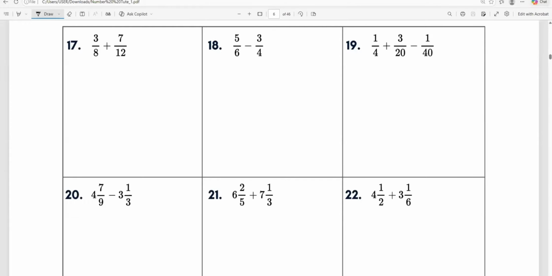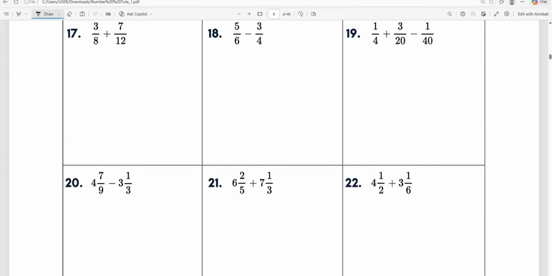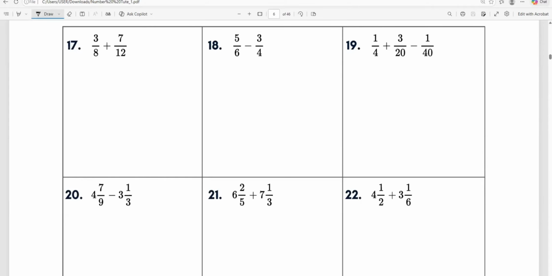Questions 17 to 22. Again, 6 questions are there. You have to keep the answer in the simplest form. If you get any improper fraction, write it as a mixed number. There are 6. Do quickly.